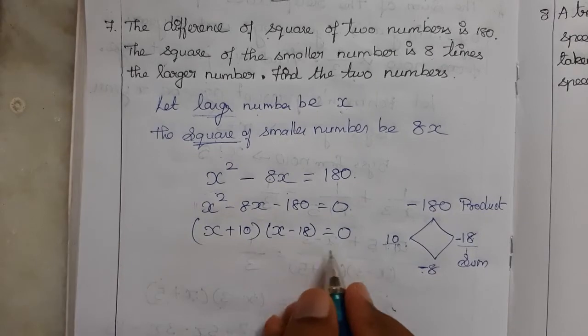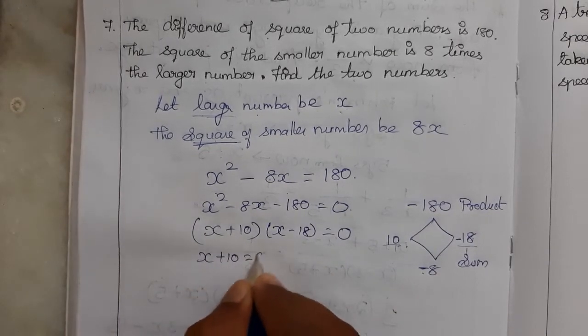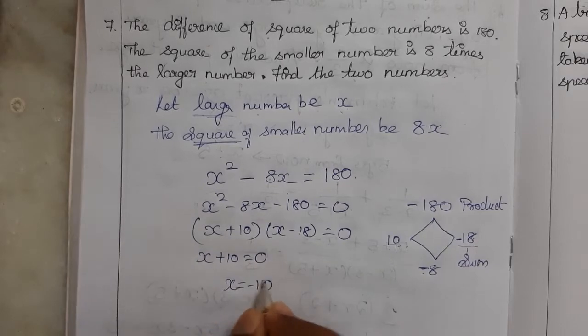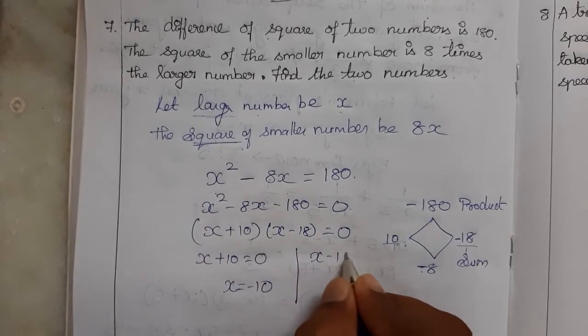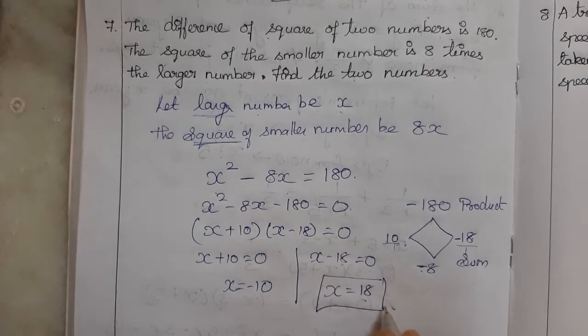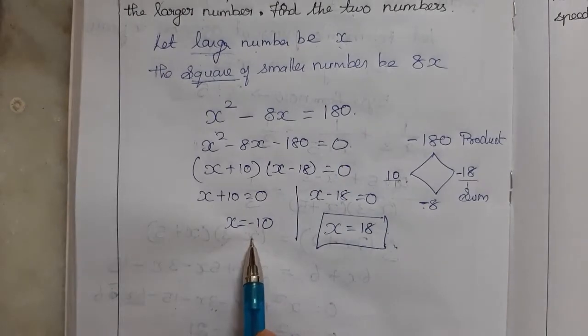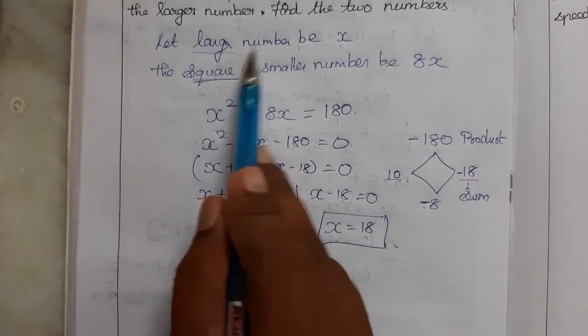Either the first will be equal to 0, or the next will be equal to 0. If the first is equal to 0, then x is equal to minus 10. If we consider the second equal to 0, then x is equal to 18. So let me consider that x is equal to 18, since the other is negative. So the larger number is x.